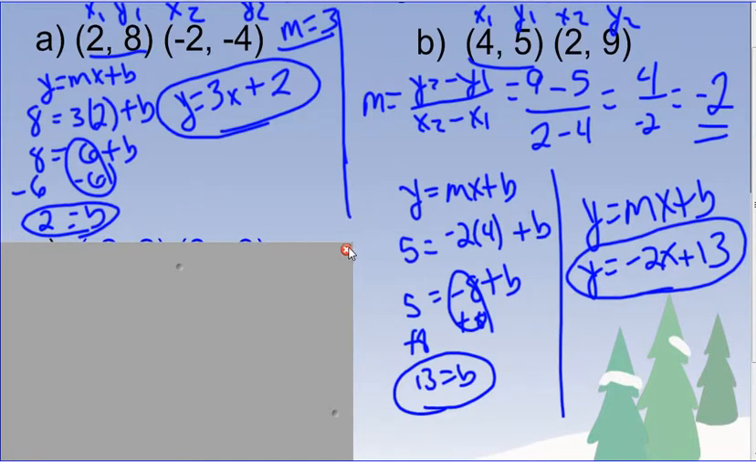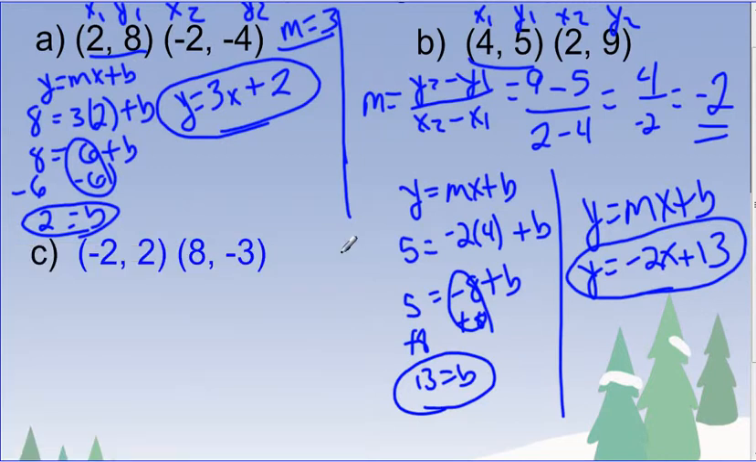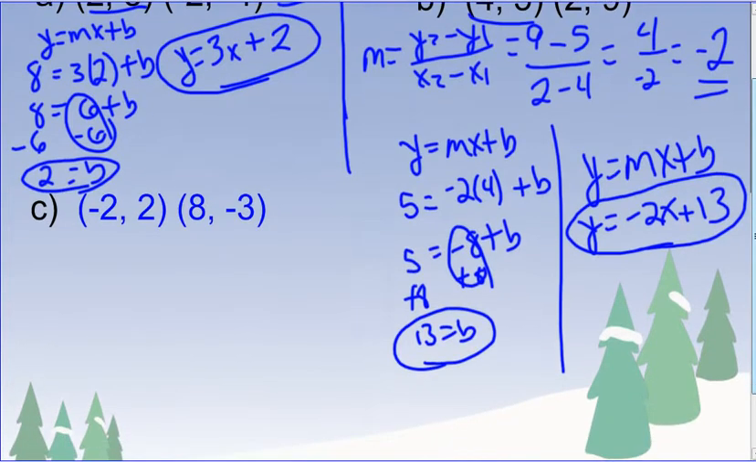Okay. You know the routine. I'm going to have you do letter C, so you're going to pause the video, copy the problem down, do it, and only come back when you need help or when you're done. Hit play, and we'll go through the problem together.